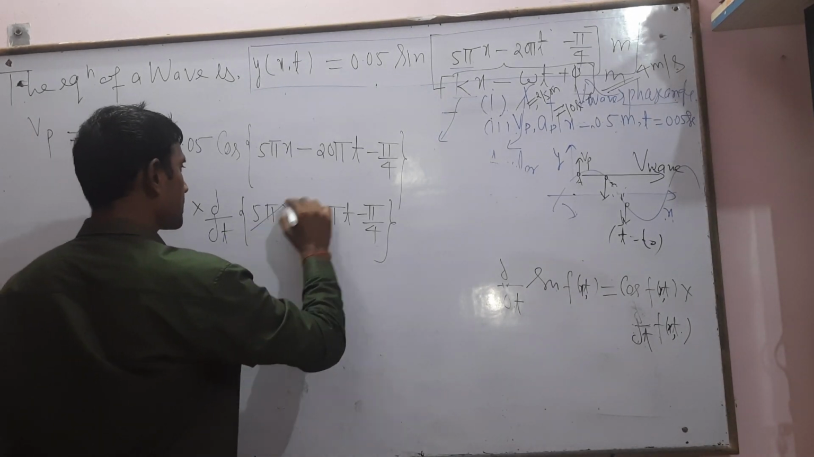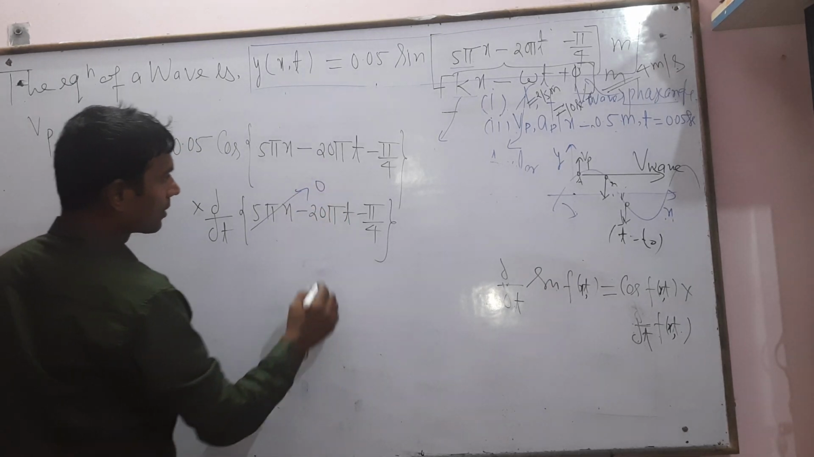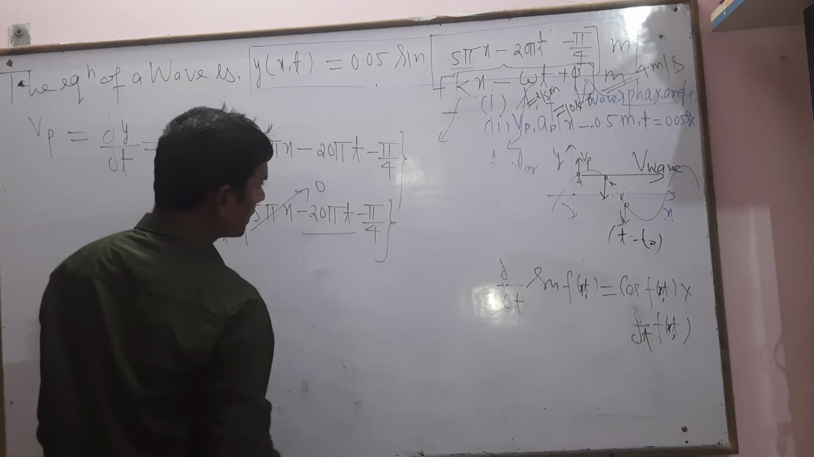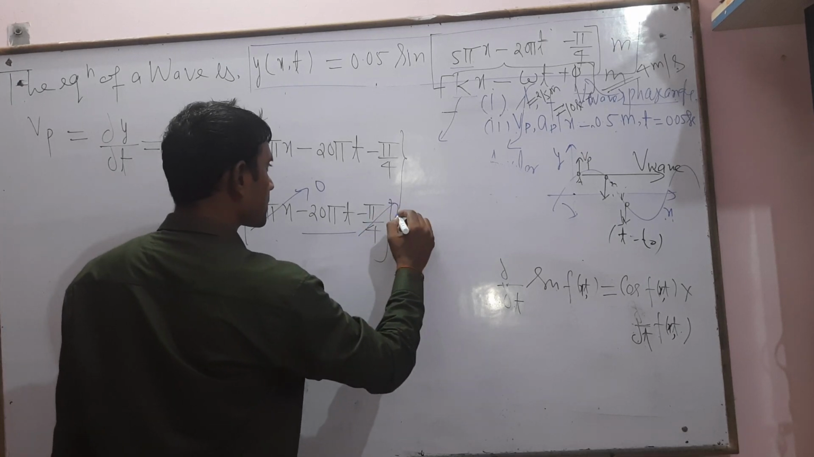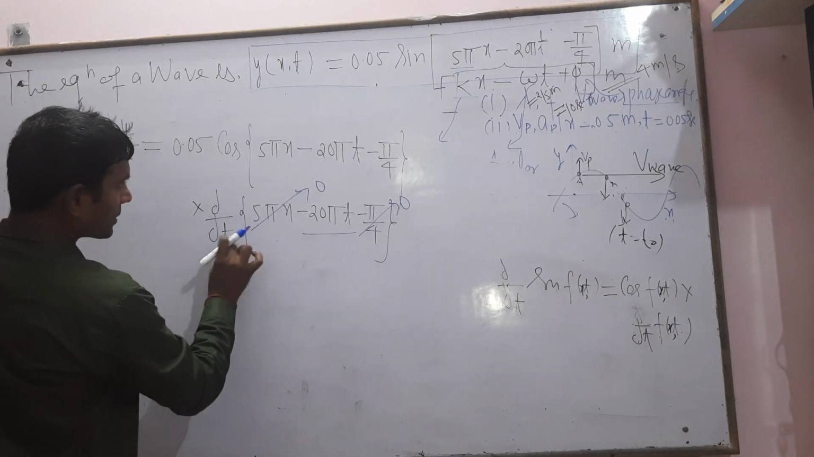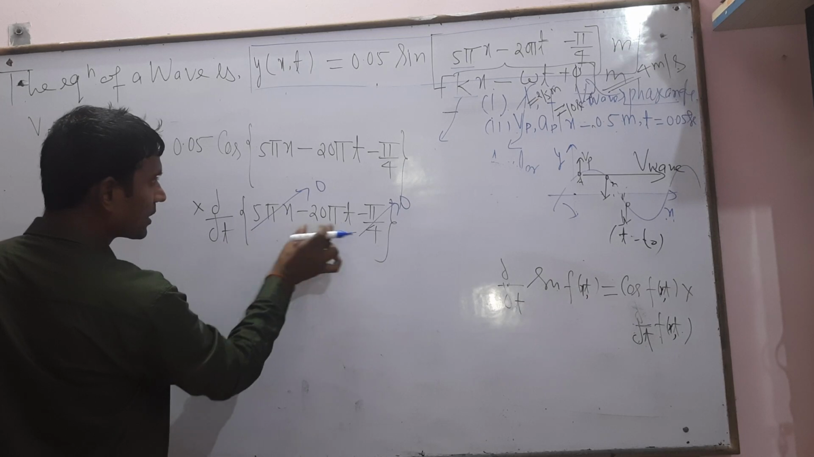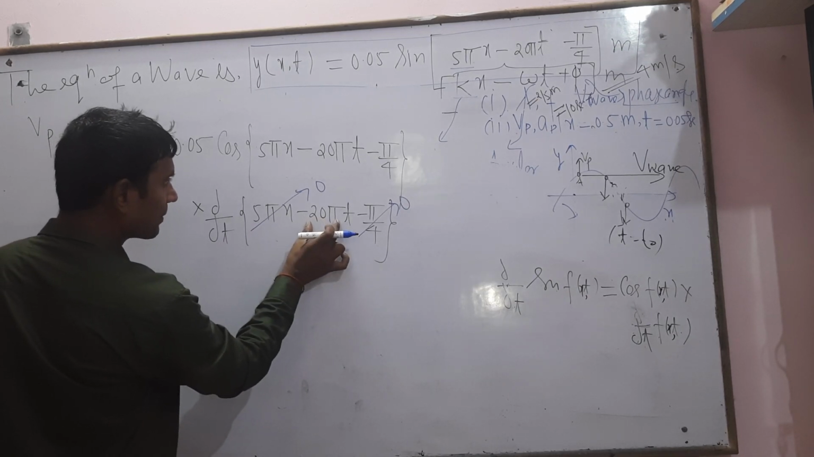So x is the constant, so this value equals 0. For minus 20 pi t, and pi by 4 is a constant, that number equals 0. So the partial differentiation of the constants is 0, and with respect to time, we get minus 20 pi.